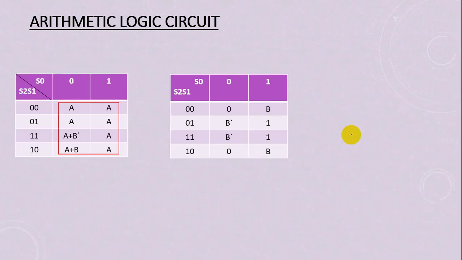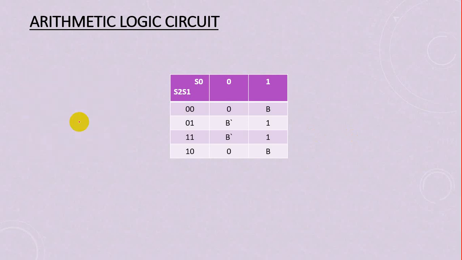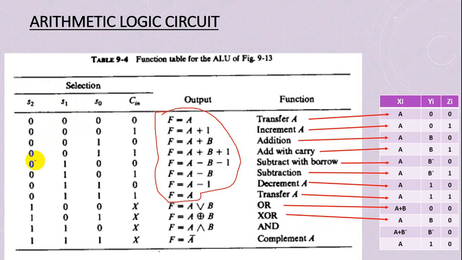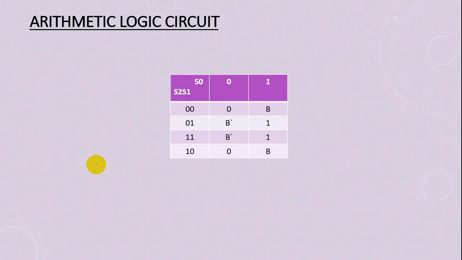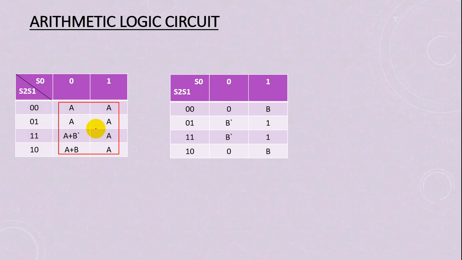Just fill up the K-map. 0, 0, 1, value of X equals A. When they are 0, 1, 0, what is the value of X? A again. Similarly, fill up the table. When they are triple 1, and when they are 1, 1, 0, X equals A or B bar. When they are 0, 0, 1, X equals A or B. And when they are 1, 0, 1, X equals A. From the previous table, just fill up the K-map.